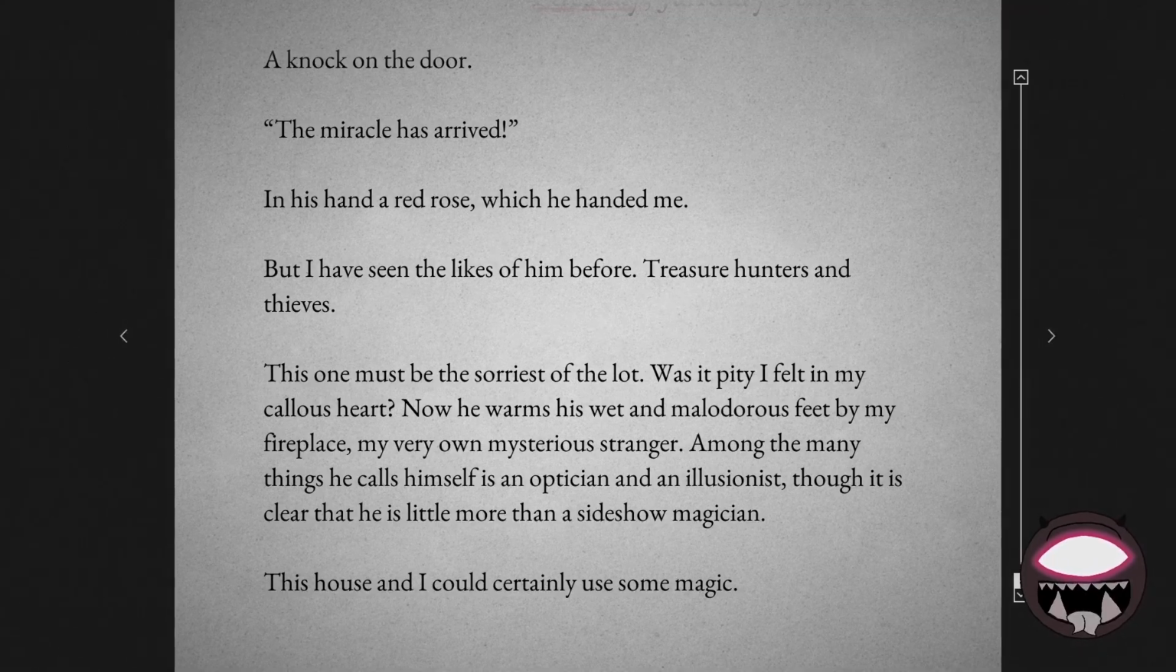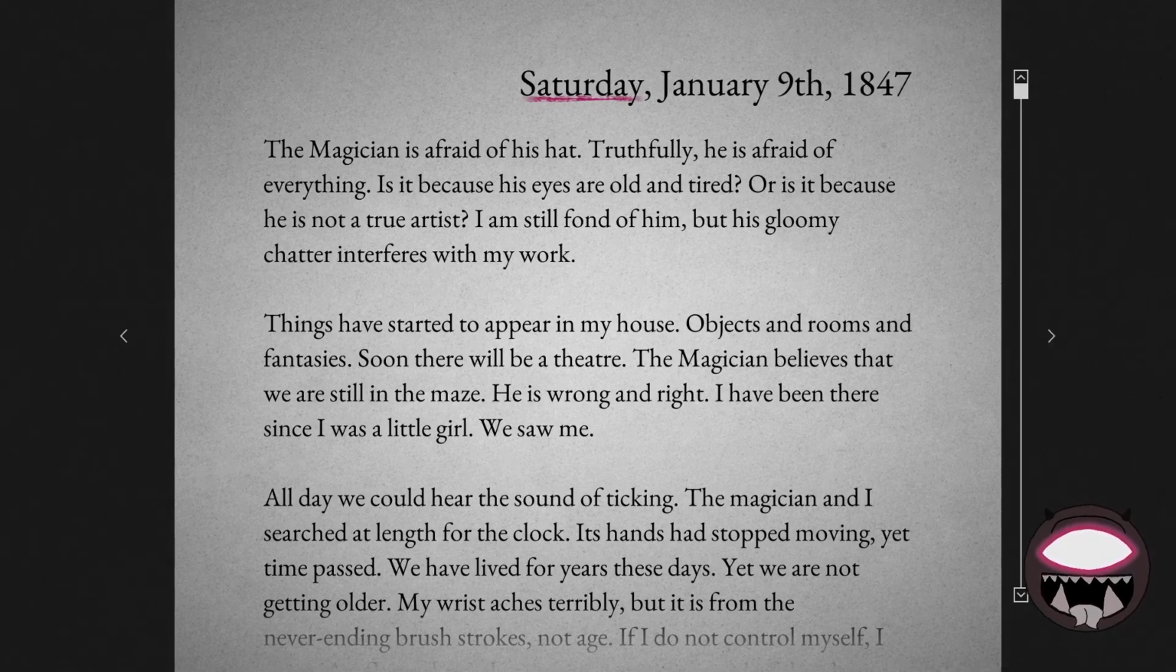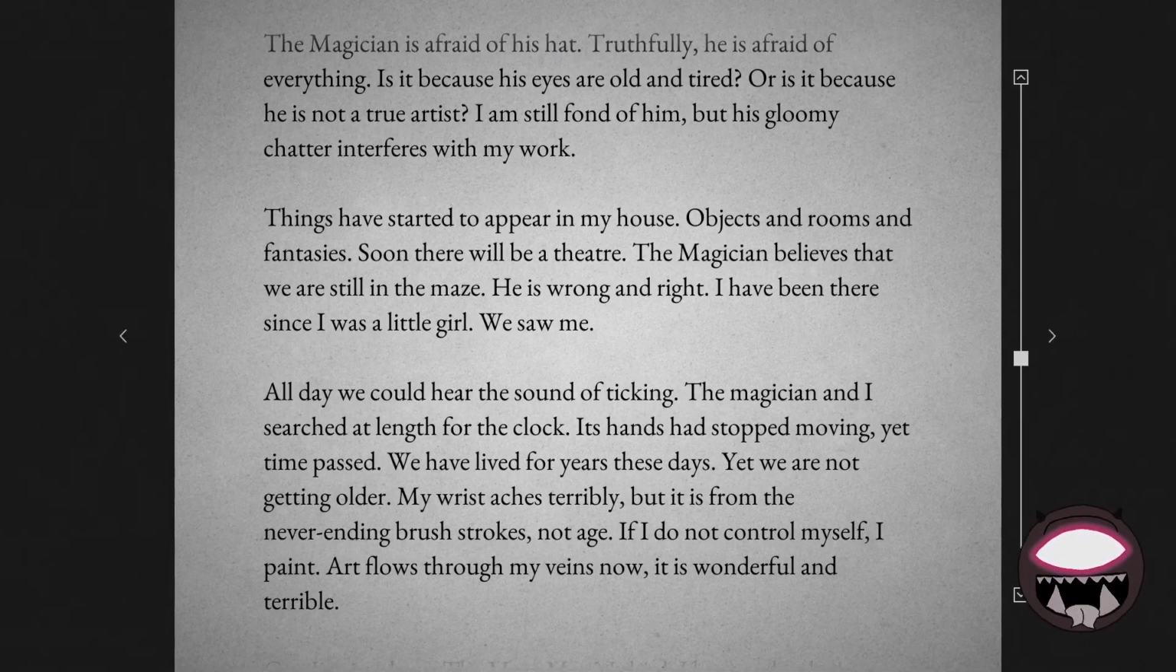Among the many things he calls himself is an optician and an illusionist, though it is clear he is little more than a sideshow magician. This house and I could certainly use some magic. The magician is afraid of his hat. Truthfully, he is afraid of everything. Is it because his eyes are old and tired, or is it because he is not a true artist? I'm still fond of him, but his gloomy chatter interferes with my work.